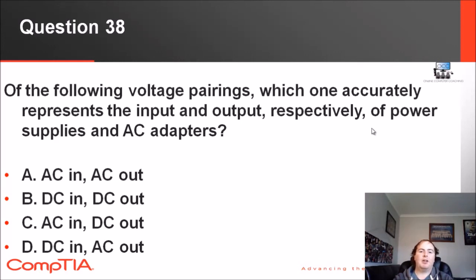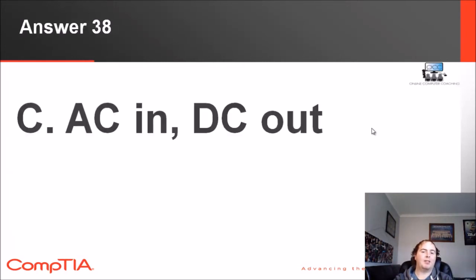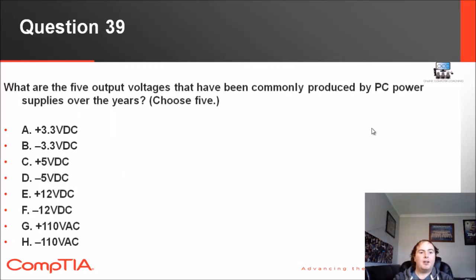38. Of the following voltage pairings, which one accurately represents the input and output, respectively, of power supplies and AC adapters? We've got AC in, AC out; DC in, DC out; AC in, DC out; DC in, AC out. Generally, when you plug into the wall, in most circumstances, you'll get an alternating current, which then gets converted into DC current into the system or the power supply. C, AC in, DC out, is the answer.